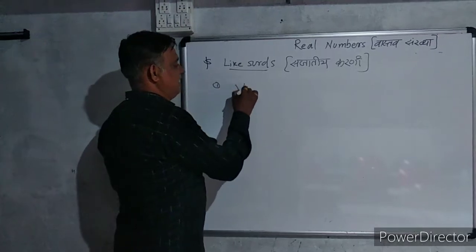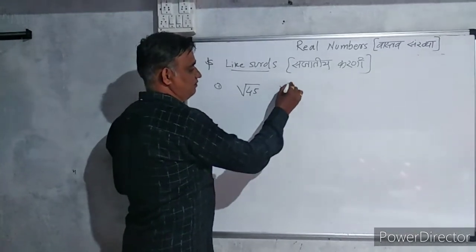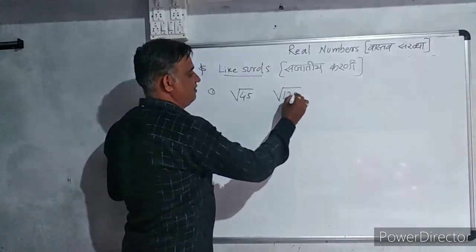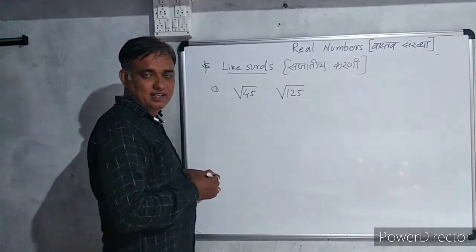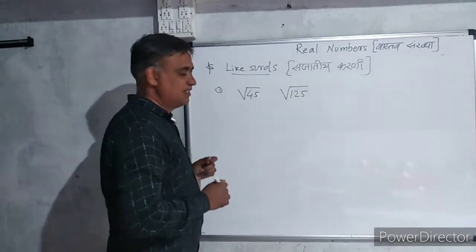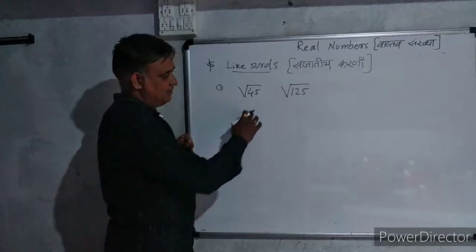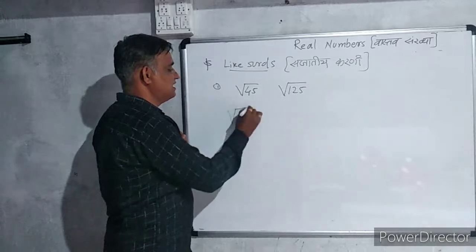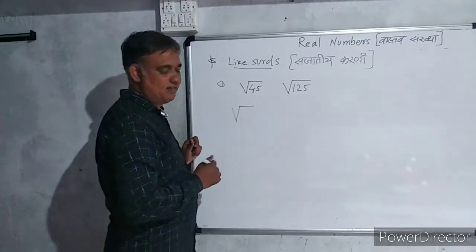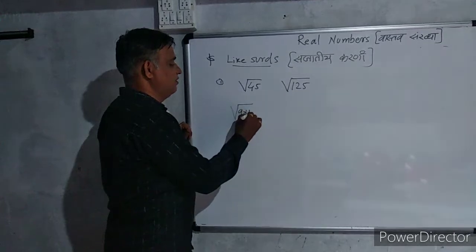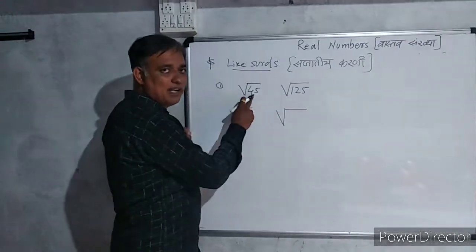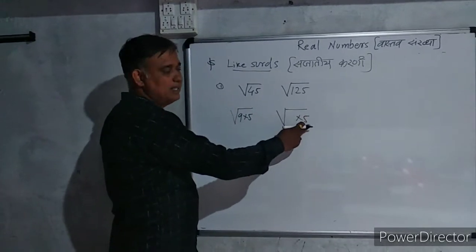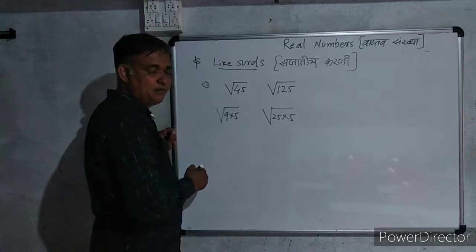For example, radicand 45 and radicand 125. Now, in both the surds, their radicand is not the same at this present position, but their order is the same. But we can factorize 45 as 9 into 5. We get one factor of a smaller number. We can factorize the other number too. We take one factor common. We know that 125 is 25 into 5.